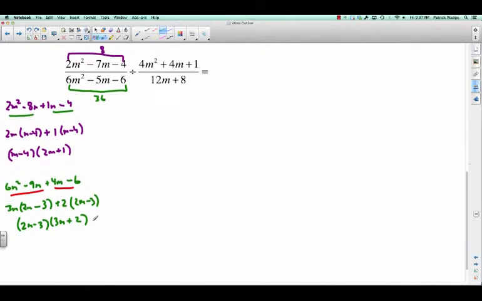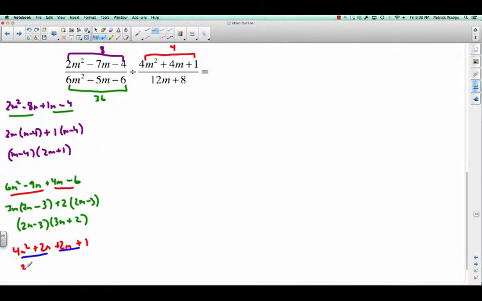Okay, if we look at the top, it's another Bobby Bridge. 2 numbers that multiply to 4 and also add to 4. Multiply to 4 and add to 4, 2 and 2. So we're going to decompose the 4m into 2 and 2, so it must be plus 2m plus another 2m plus 1. Pair that up.